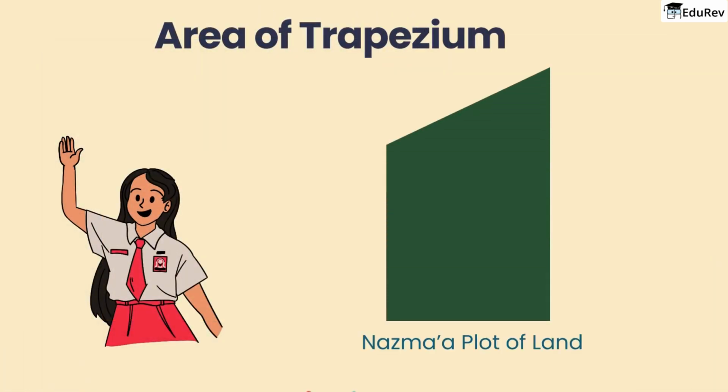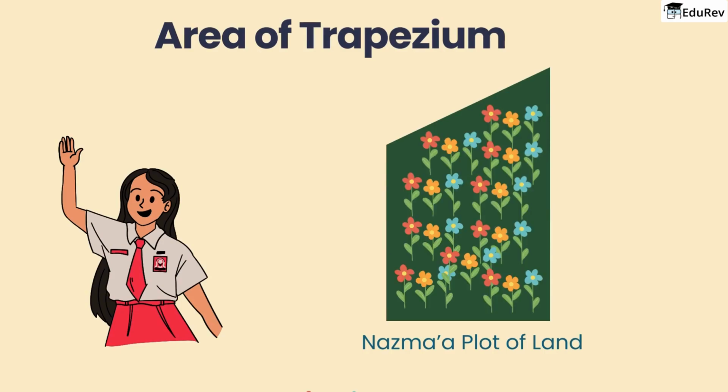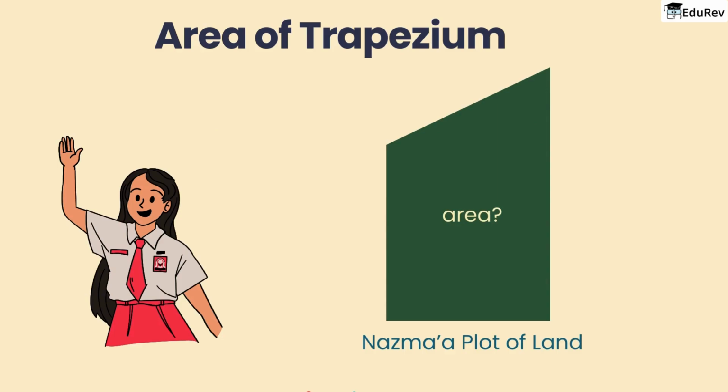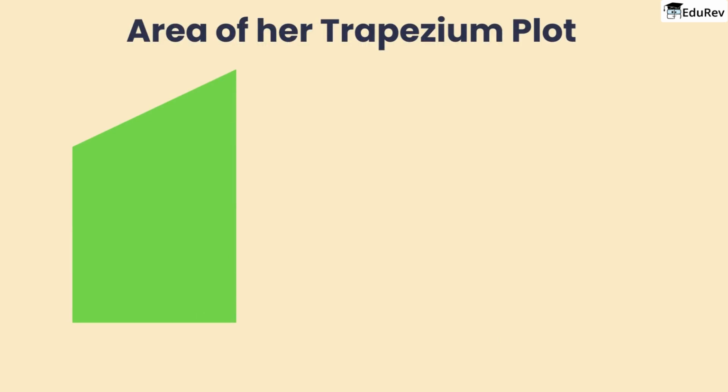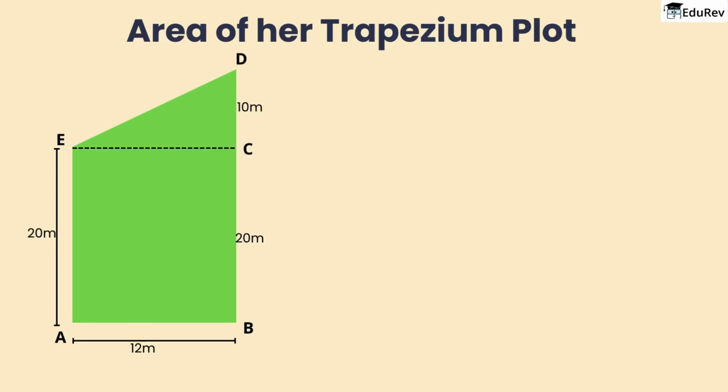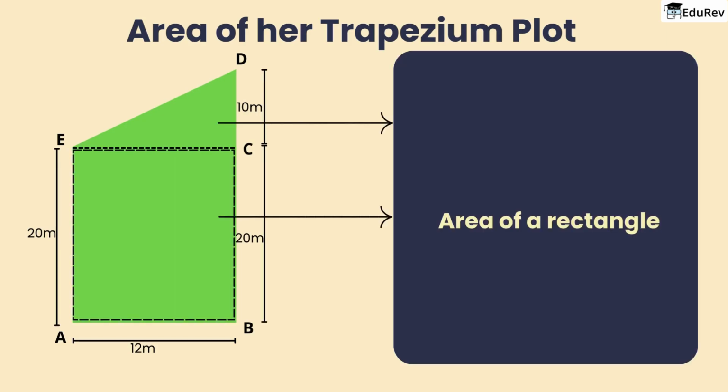Meet Najma, who has a beautiful plot of land. She wants to cover her plot of land with grass, but there is one problem. Unlike the rectangular plots in her neighborhood, Najma's plot looks different because it has just one pair of parallel sides, making it a trapezium. And she does not know how to find its area. To find out how much space Najma's plot covers, let's first label the corners of her plot as ABDE. We will first draw a line EC parallel to the side AB. This clever move splits the plot into two familiar shapes, a rectangle ABCE and a right-angled triangle ECD.